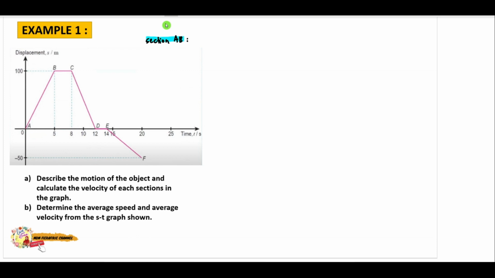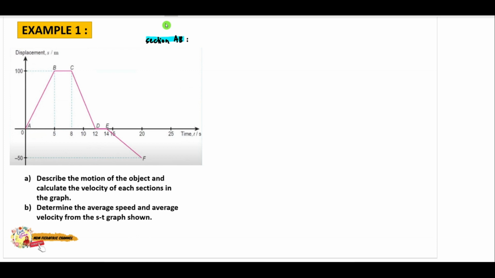So, from B to C, from 5 to 8 seconds. So, maknanya dalam masa 3 saat, apa yang berlaku? Objek itu mungkin sedang berehat, tidak bergerak. It's stationary ataupun not moving for 3 seconds. And what happened from C to D? So the object comes back to its origin ataupun origin point ataupun starting point. C to D daripada 100 meter berkurang dia punya displacement, dia patah balik until 0 meter.